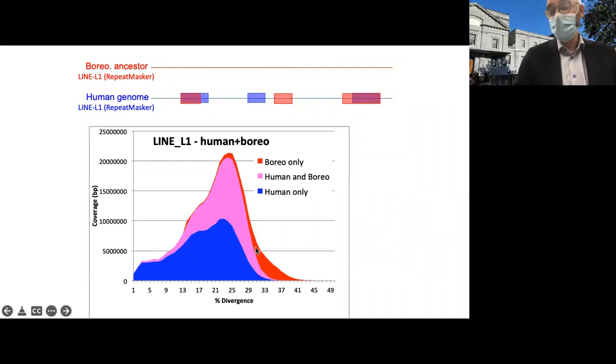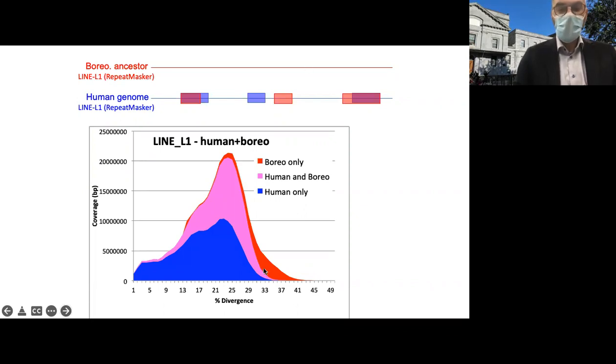And this is showing what happens actually. In blue are the copies that you only find if you look at the human genome. Those would be copies that got inserted more recently than this Boreoeutherian ancestor. In pink are copies that you find using both approaches. So those would be copies that got inserted a little bit before the Boreoeutherian ancestor. So it's found there, but it's also still not decayed too much in humans, so they can still be detected.